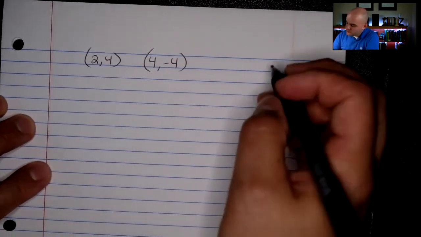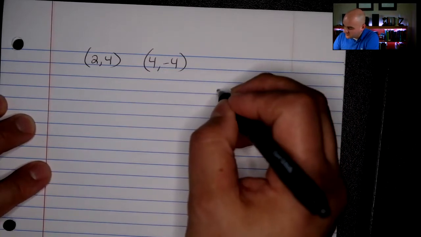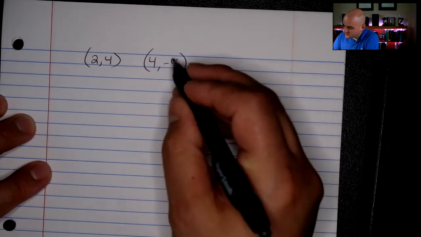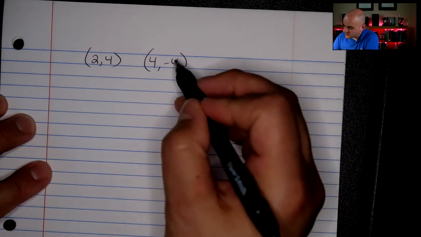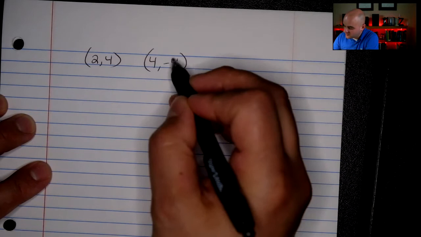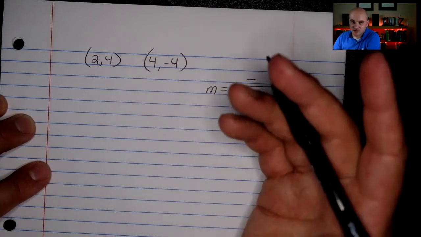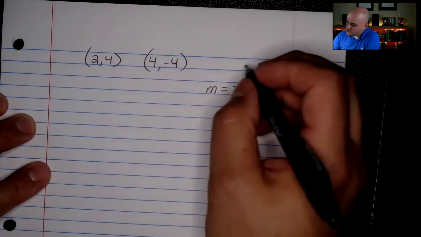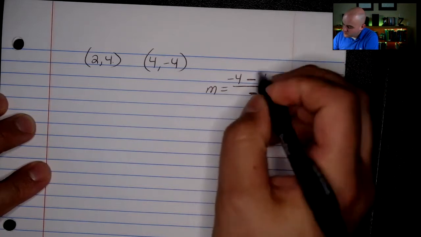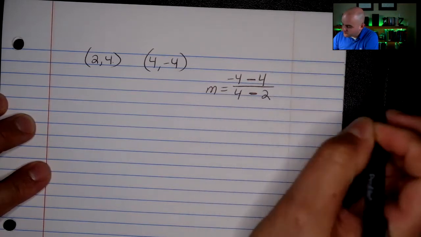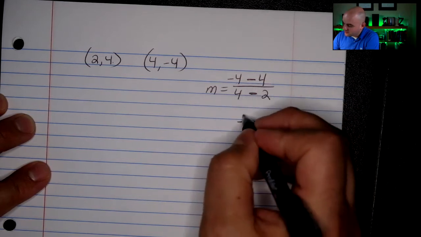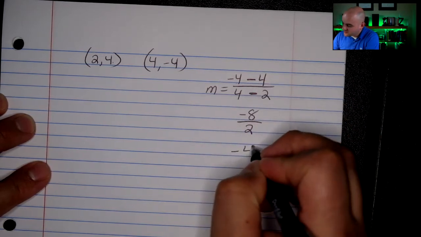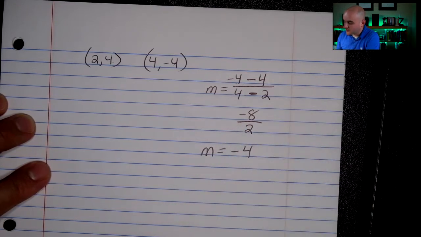So when we look at this, this is one of those where we've got to find out the slope. So we say slope is equal to y minus y over x minus x. So I always just kind of pick this point on the right and say this minus this, and that keeps me from switching them around. So -4 minus 4, and then 4 minus 2. 4 minus 2 is 2. -4 minus 4 is -8. And our slope is going to be -4.